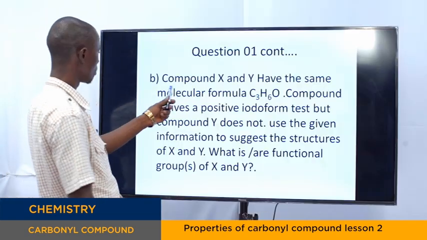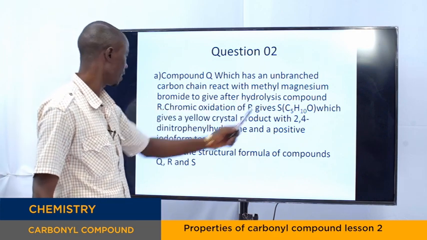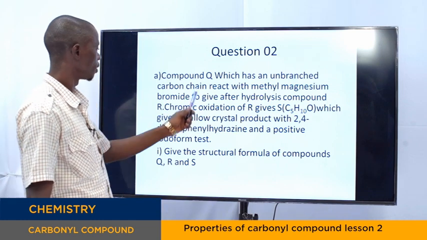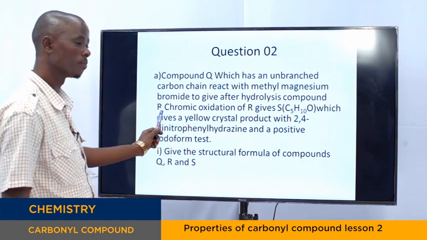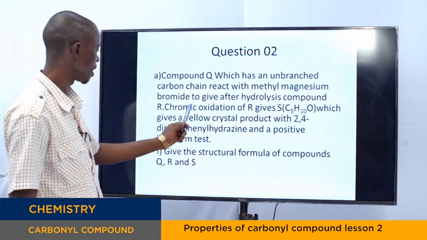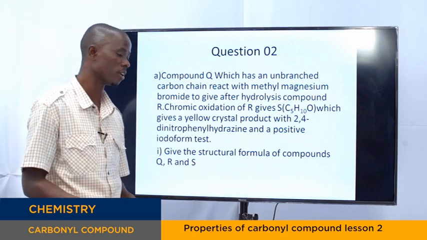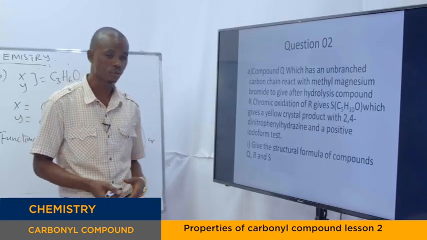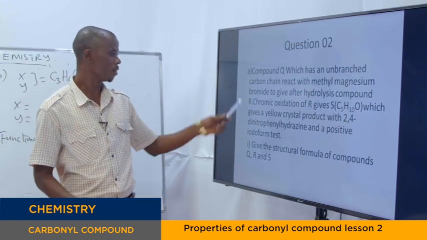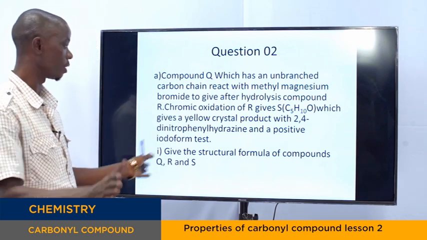Now, second example is this one, compound Q, which has an unbranched carbon chain, react with methyl magnesium bromide to give after hydrolysis compound R. Now, chromic oxidation of R gives this compound, which gives a yellow crystal product with 2,4 dinitrophenyl hydrazine and a positive iodoform test. Now I can guide you through this question. This is a very simple one. I can guide you. Now, if compound Q has an unbranched carbon chain, that means there is no any branch.